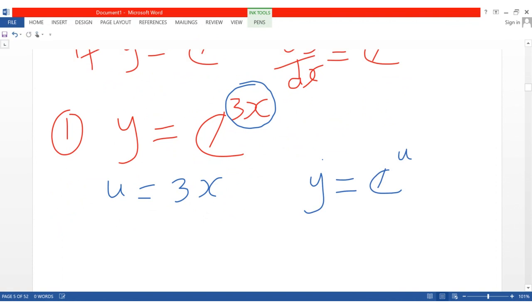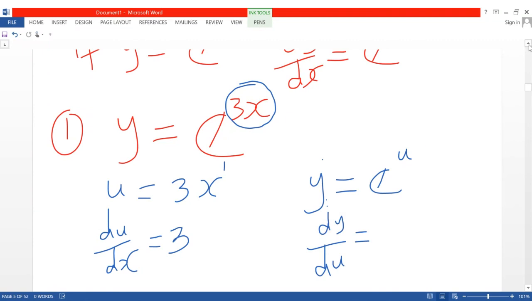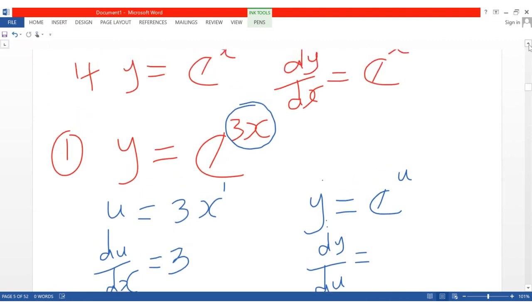Now I differentiate: du over dx, I'll get 3. The power comes down, 3 times 1 is still 3, reduce the power by 1, you get x to power 0, so it is still 3. Now I'll get dy over du. Let's go back to what we had done: when you differentiate exponential x, you get exponential x. So when you differentiate exponential u, what do you think you will get?